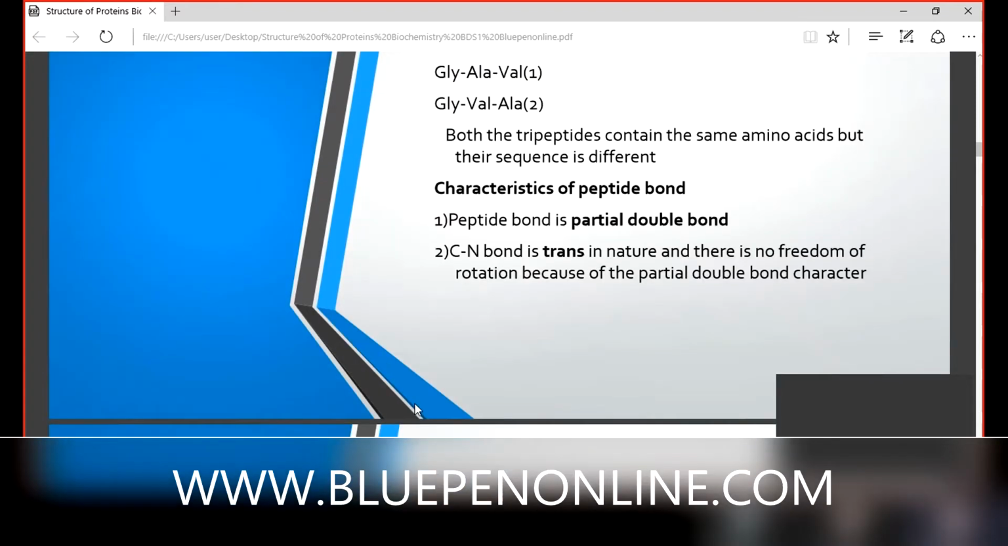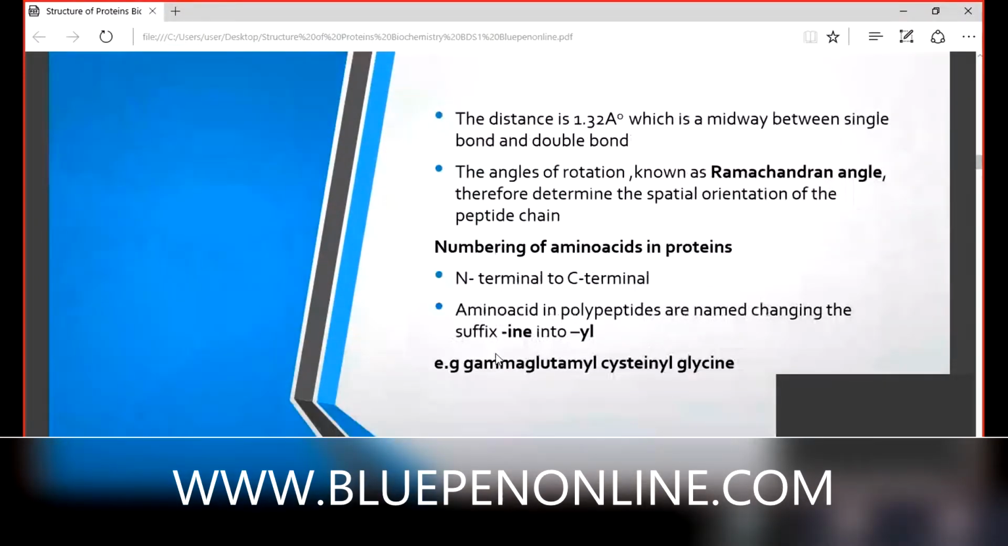What are the characteristics of the peptide bond? The peptide bond is partial double bond in character. C-N bond, that is the peptide bond. It is trans in nature. There is no freedom of rotation because of this partial double bond character. The distance is 1.32 angstrom, which is midway between a single bond and a double bond.